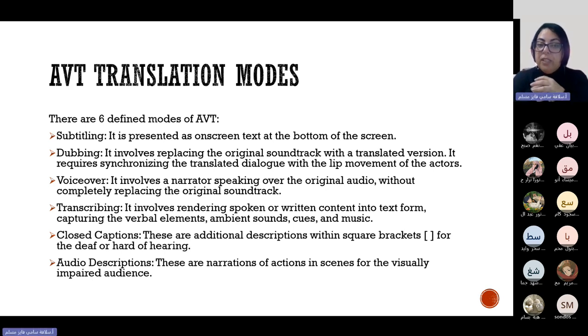Closed captions is the fifth mode of AVT. شو يعني closed caption? These are used as an additional description in the subtitle. It is put within square brackets for the deaf or hard of hearing.